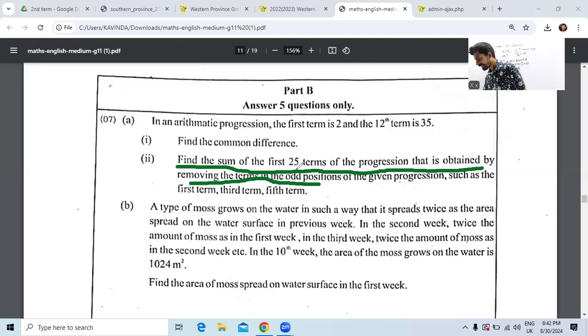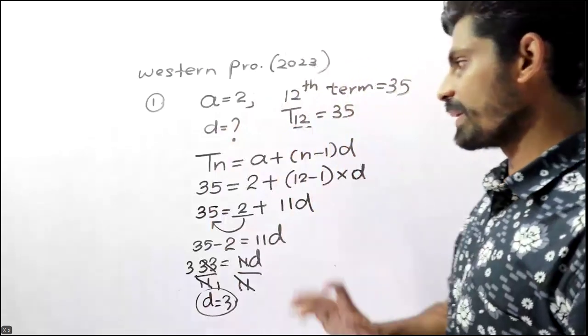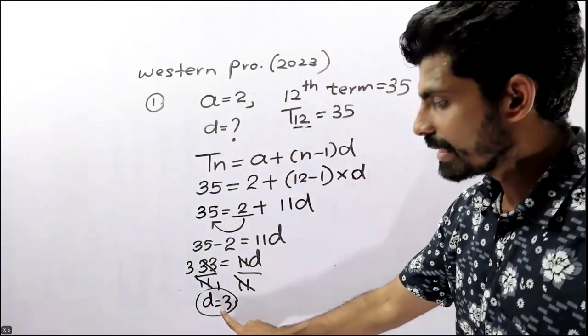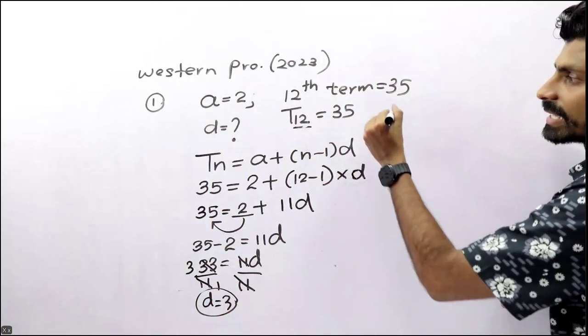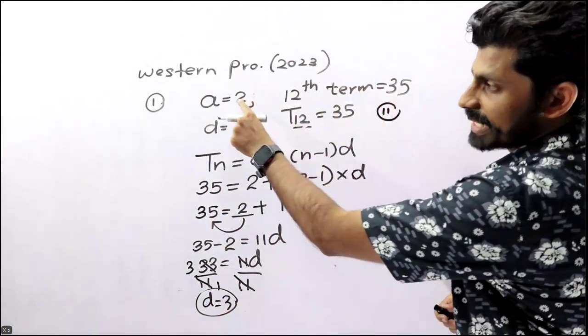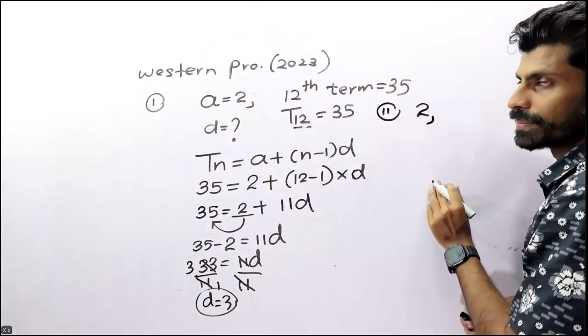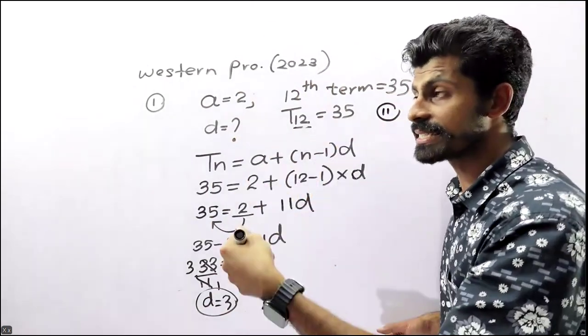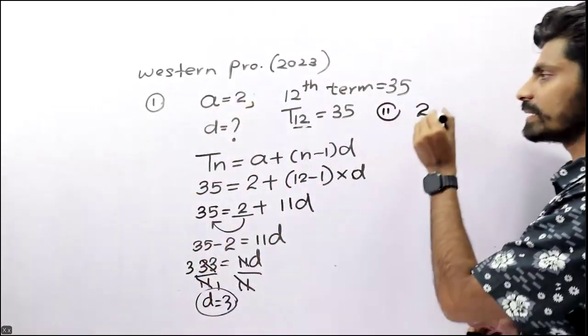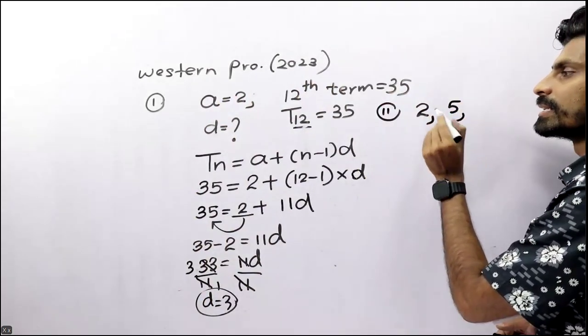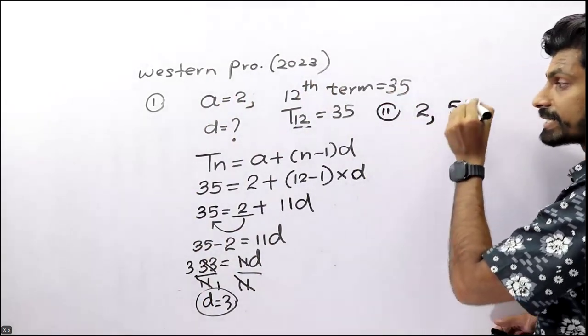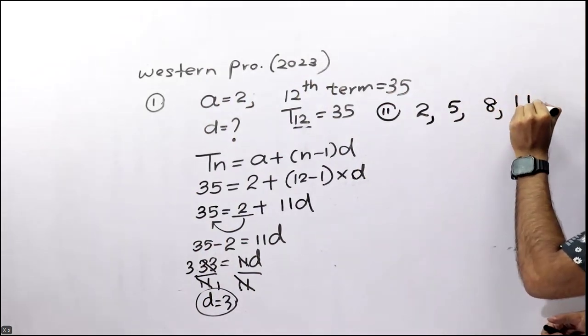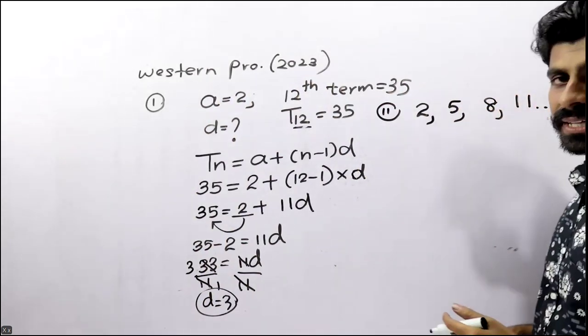Right, okay. Let's try to do this one. Find the sum of the first 25 terms of the progression that is obtained by removing the terms on the odd positions. So this one is very clear now. D equals 3. Now look at the progression. A is 2, D equals 3. What is the next term? A plus D equals 5, 2 plus 3 equals 5. Then the next term is 8. What is the next term? 11. Likewise, the terms go on.